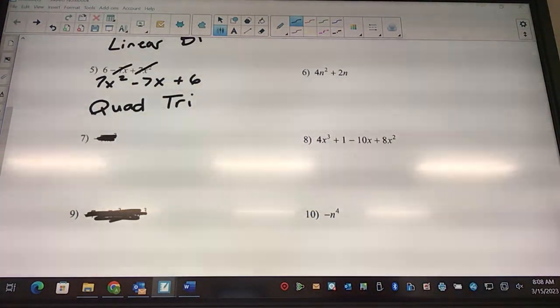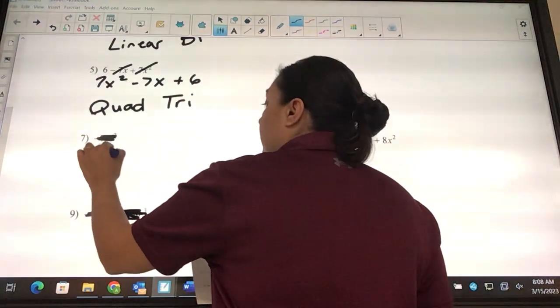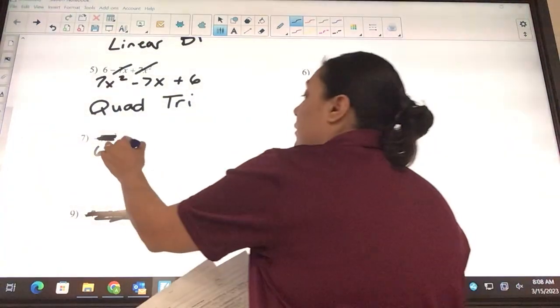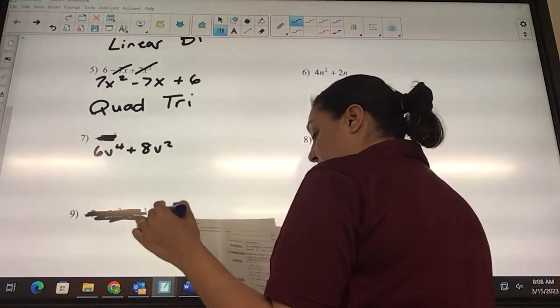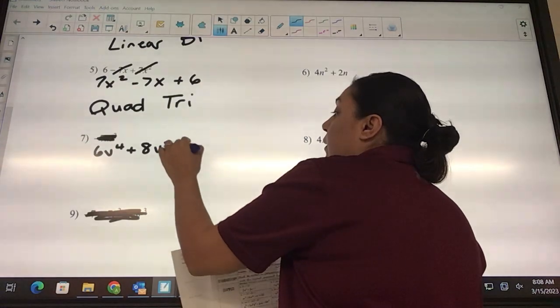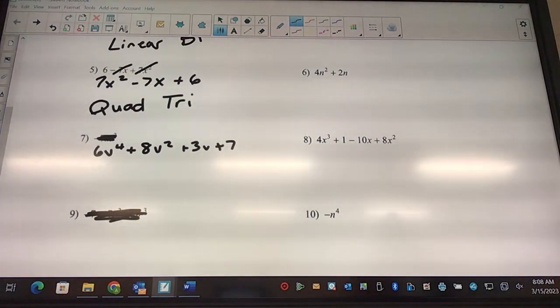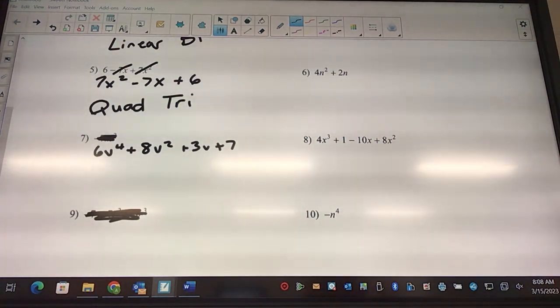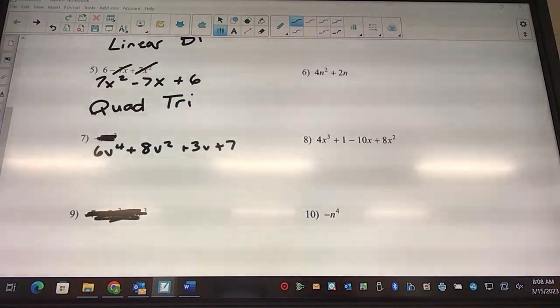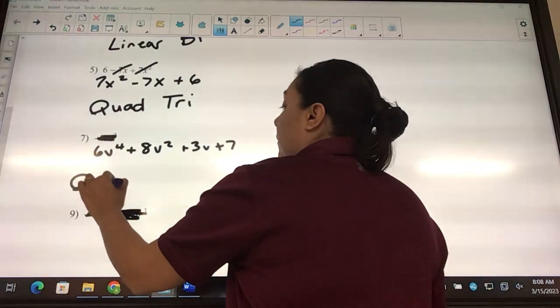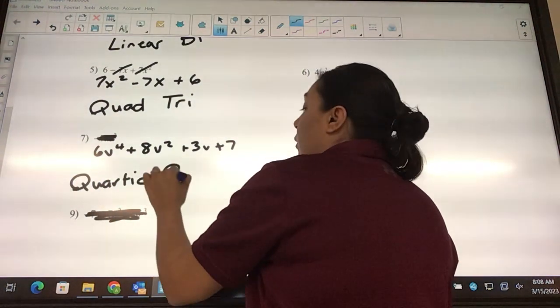Okay, look at 7. Which one's coming first? 6v to the 4th. And then what? 8b squared. Then 3b plus 7. What's going to be my degree? Quartic. Then what? Quartic polynomial. Good.